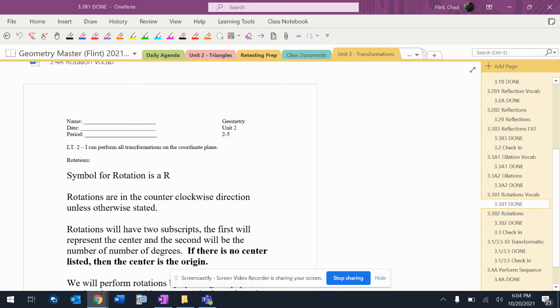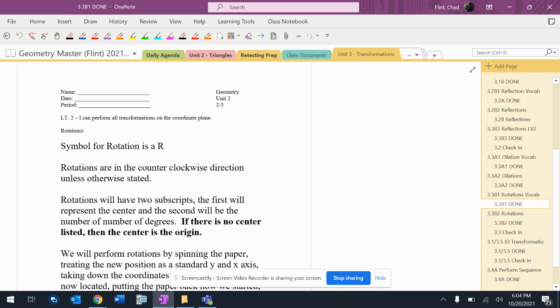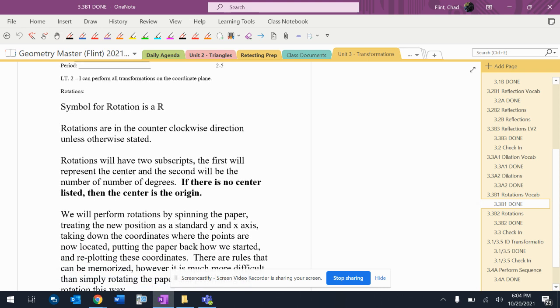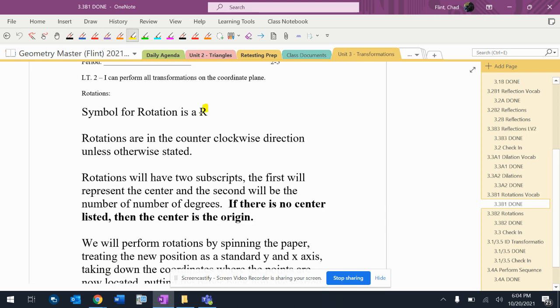So let's talk about rotations. All right. What are we going to do with rotations? So, first of all, the symbol for rotation is a capital R. And you have to be careful with this because reflection was a little r. All right.